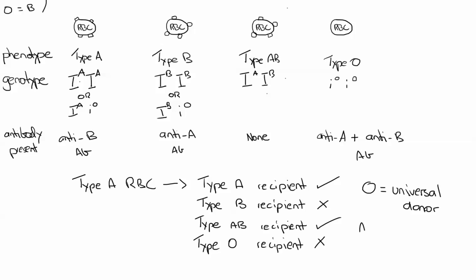And this is also why we refer to type AB as universal recipient. Because in a similar fashion, someone with type AB blood does not have any antibodies that will target ABO molecules. And this means we can give them any blood without worrying about causing a cross reaction. And that's the ABO blood system.